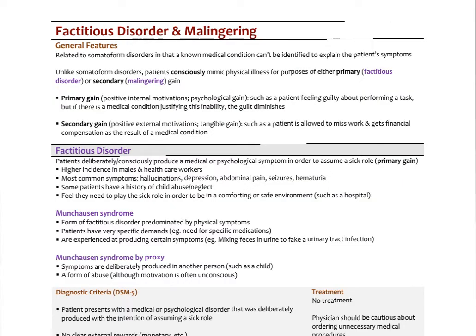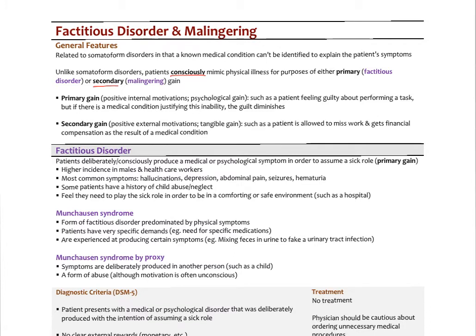Now the next set of disorders here are factitious disorders and malingering. They're related to the somatoform disorders in that a known medical condition can't be identified to explain the patient's symptoms. But unlike somatoform disorders, the patients are consciously mimicking physical symptoms for purposes of either primary, and that's in factitious disorder, or secondary, that's malingering gain.